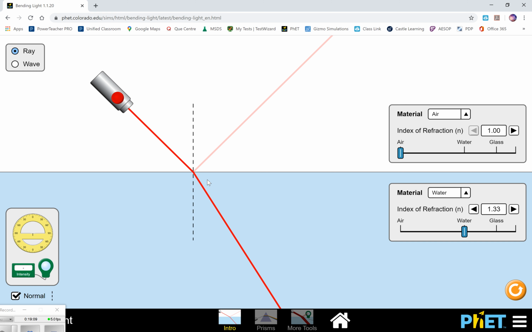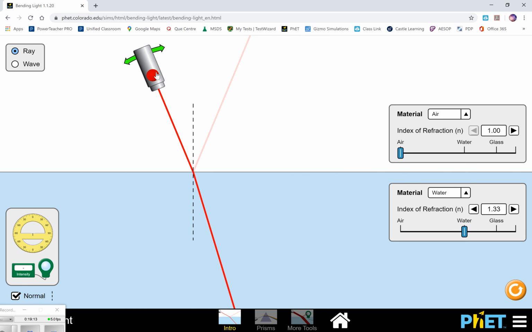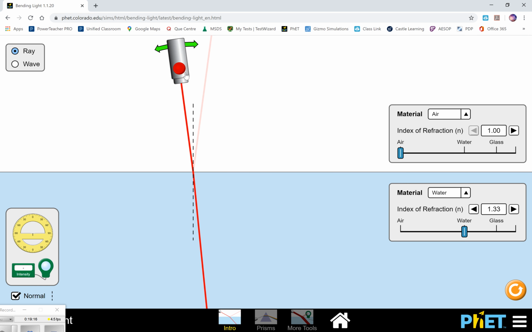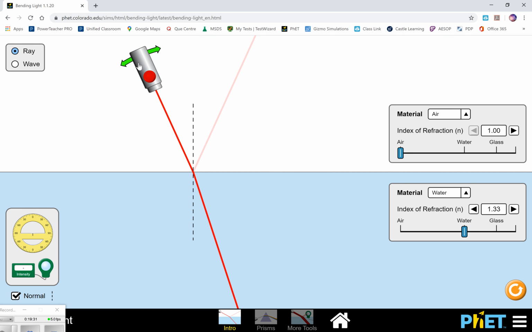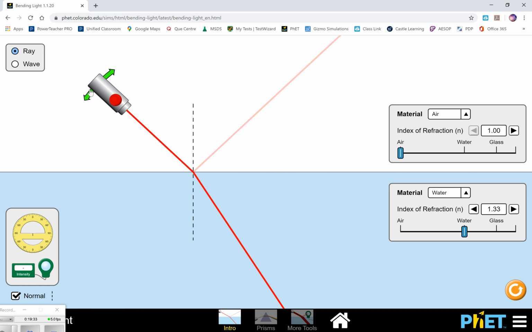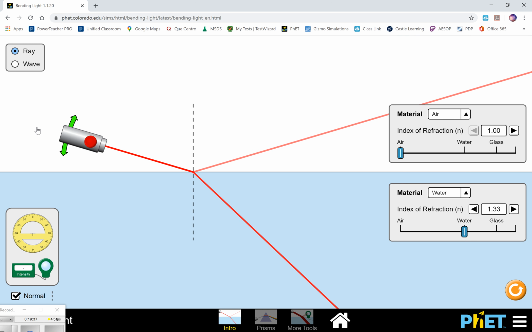And depending on the angle, we can see that this angle changes. And when we line it straight up, straight down, there is no refraction. We do have some reflection here. It's lining up completely with the laser pointer. But depending on the angle of this ray entering the medium, we can see different refractions.